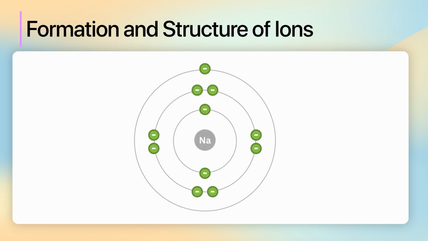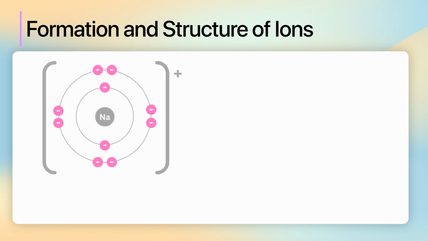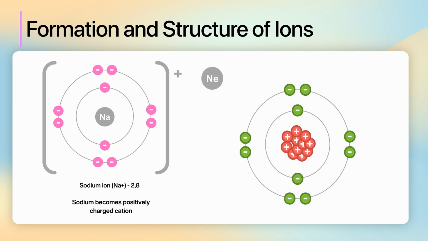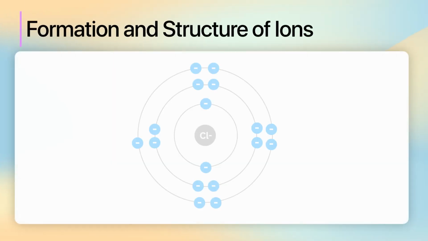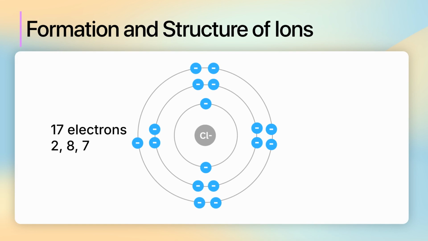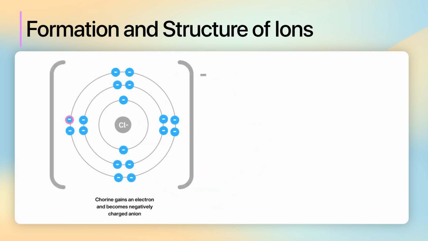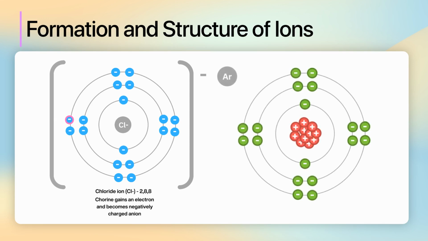Consider the sodium atom. It has 11 electrons arranged as 2, 8, 1. When it loses 1 electron, it becomes a positive sodium ion with a new electronic structure of 2, 8, resembling the noble gas, neon, which has a stable structure. Now think about the chlorine atom, which has 17 electrons arranged as 2, 8, 7. When it gains 1 electron, it becomes a negative chloride ion with an electronic structure of 2, 8, 8, similar to the noble gas argon.